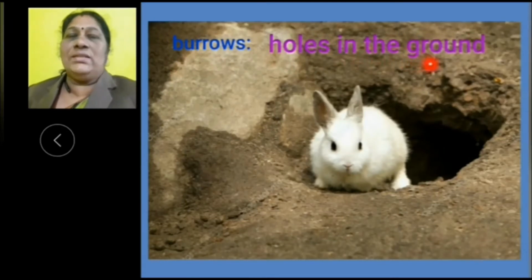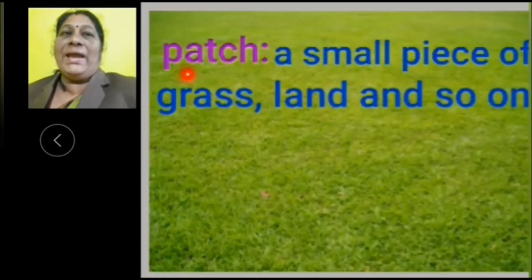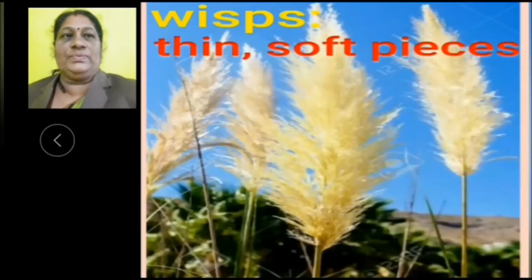Burrows, holes in the ground. What is the meaning of burrows? Holes in the ground. Rabbits and hares live in burrows. Burrows are their homes. Patch, a small piece of grass, land and so on. What is the meaning of patch? A small piece of grass, land and so on. You can see this land is covered with small grass.